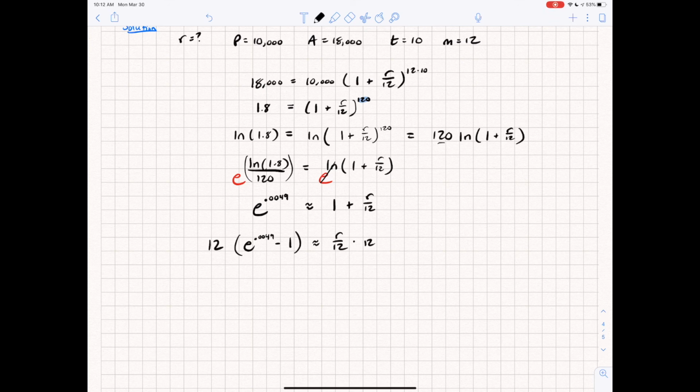So I'm going to type all this into my calculator. This will give me my approximation for r. So I have 12. To get the e, I do second ln, 0.0049, and then minus 1. So I get 0.0589 for my r. But I want to know r as a percentage. So r is going to be roughly 5.9%, 5.89%, roughly 6% in terms of my percentage for this.